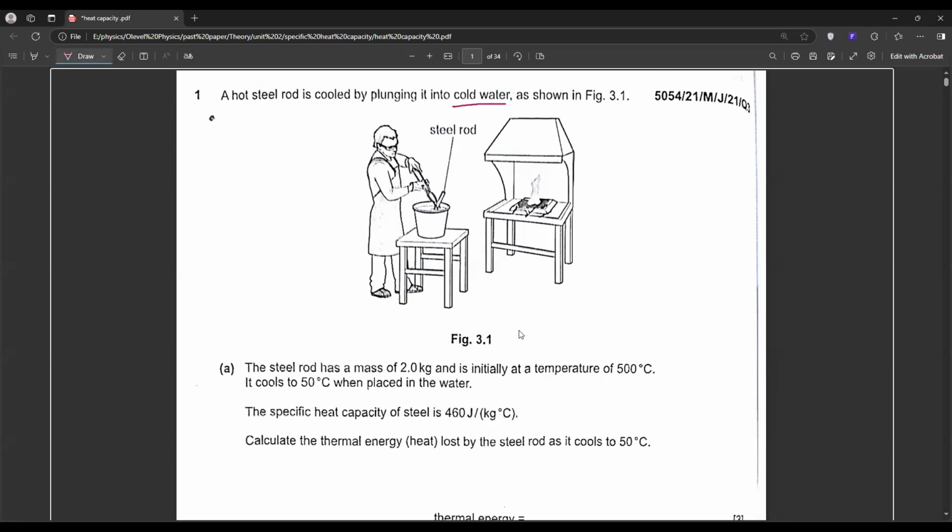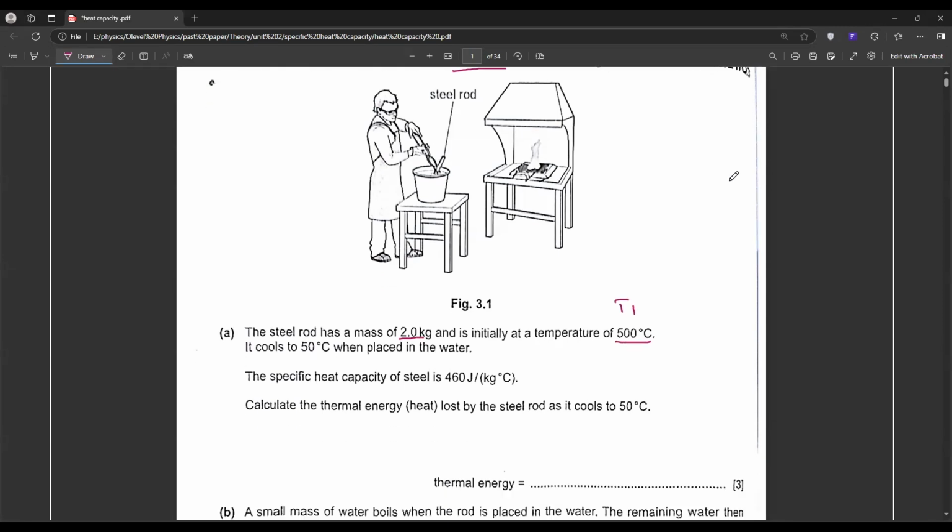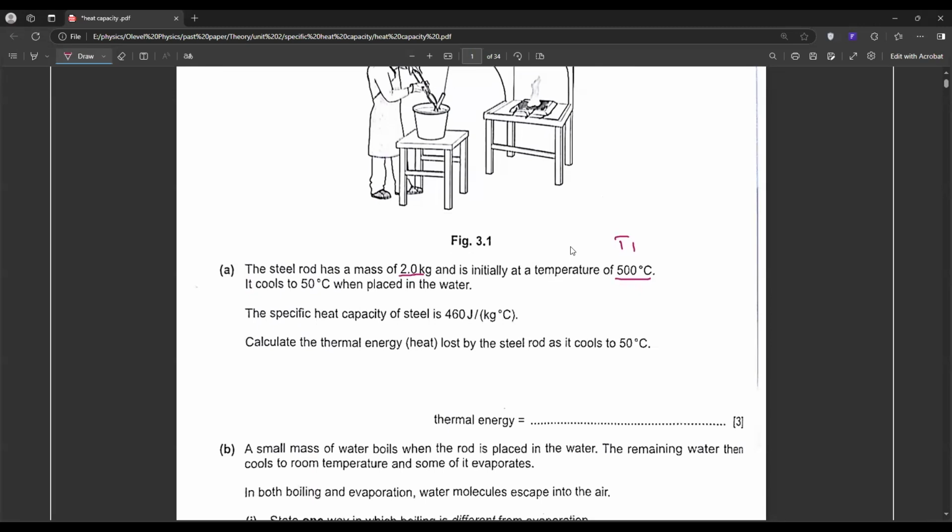The steel rod has a mass of 2 kg and is initially at a temperature of 500 degrees centigrade. It cools to 50 degrees centigrade when placed in water. The specific heat capacity of steel is this. You are basically given the mass, the initial temperature, the final temperature, and the specific heat capacity, that is a small c. You have to calculate the thermal energy lost by the steel rod as it cools to 50 degrees centigrade. How can you do that?